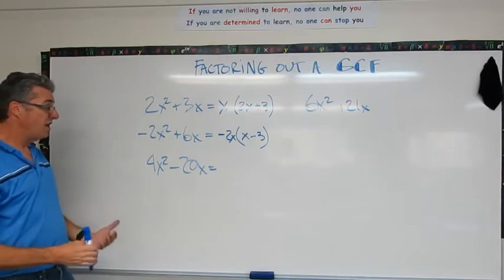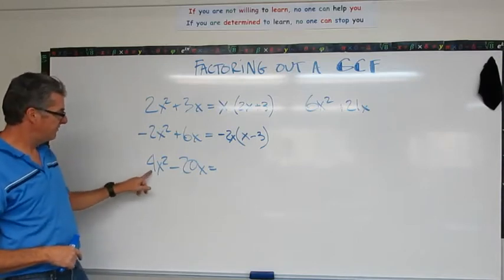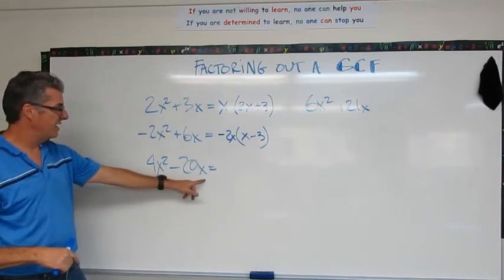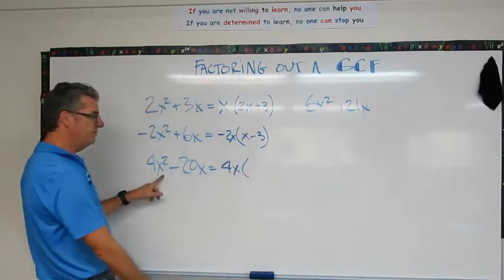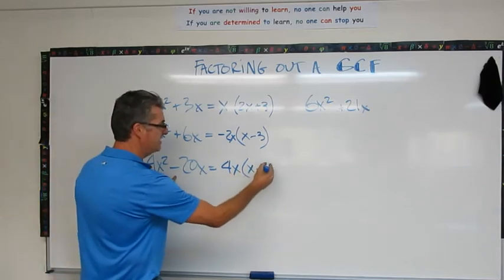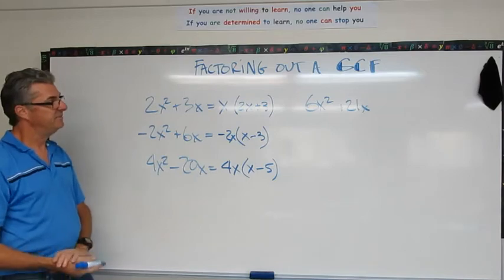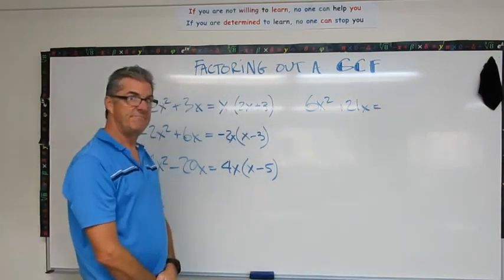Okay, if you saw that your GCF was 4x, you're right, because there's a 4x and 4x squared, for sure, and there's a 4x and negative 20x. So we can pull that out. That's 4x. Now what do I have to do? This is just x, because that gets me 4x squared, and this would be minus 5. Okay, let's move on. How about this one? Give that a shot, see what you get.